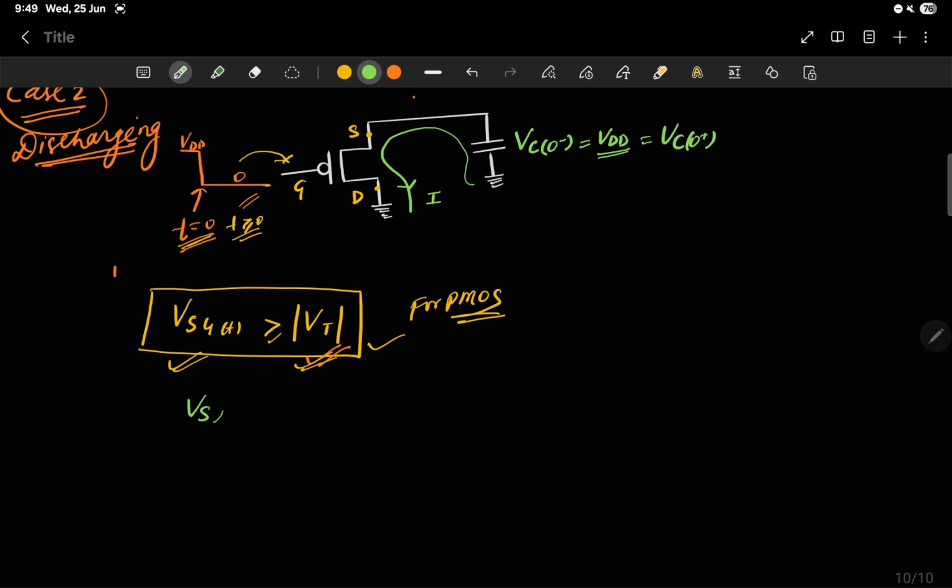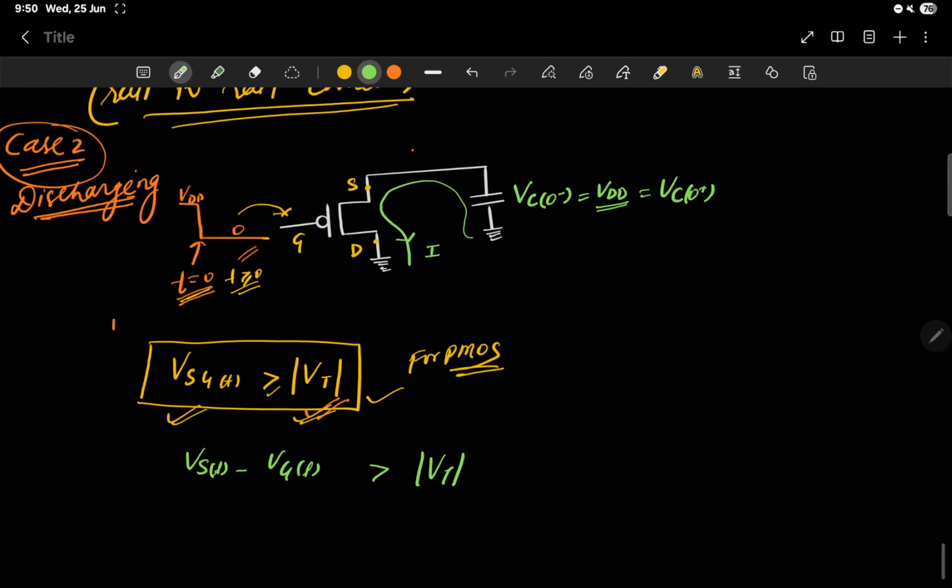So Vs(t) minus Vg(t), you have to break down only, and we already see that mod Vt is 1. Or you can just take it as mod Vt. It won't cause any problem.